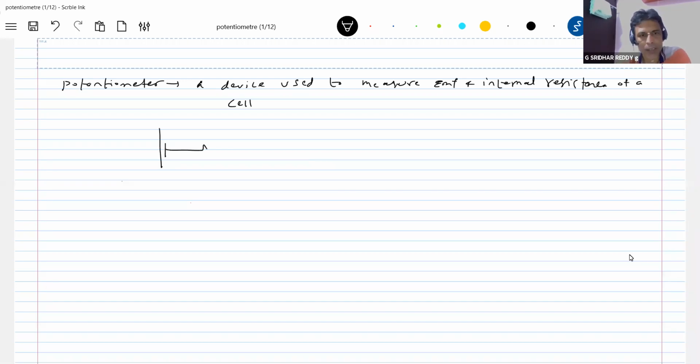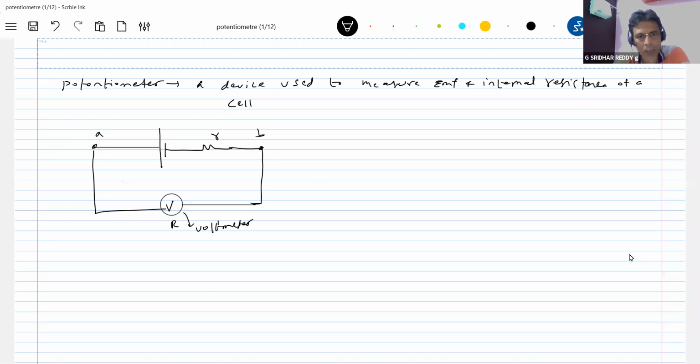The voltmeter itself. So why can we take help of a voltmeter to measure the EMF? These are the terminals A and B. And there's a voltmeter. Any voltmeter you connect will have internal resistance. Let me call that R. Then these terminals are there. So what is the purpose of this voltmeter? To measure the EMF of the cell. And any voltmeter you take will have internal resistance.